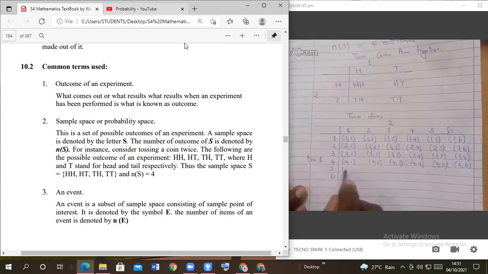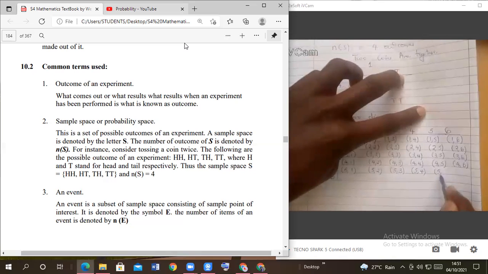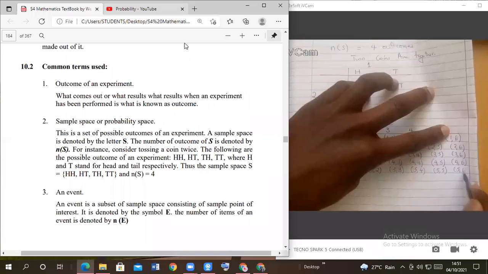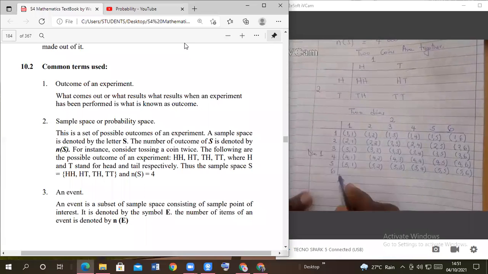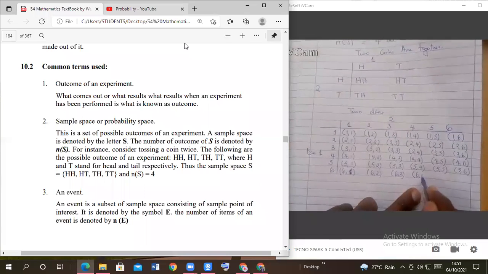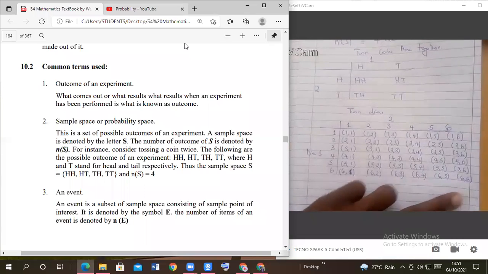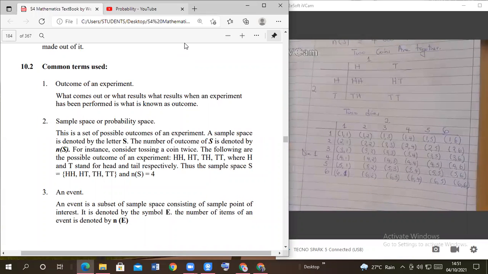Then here I expect 5 what? 5, 1, 5, 2, 5, 3, 5, 4, 5, 5, then 5, 6. Then the last one, 6, 1, 6, 2, 6, 3, 6, 4, 6, 5, then what? 6, 6. So what is our sample space?